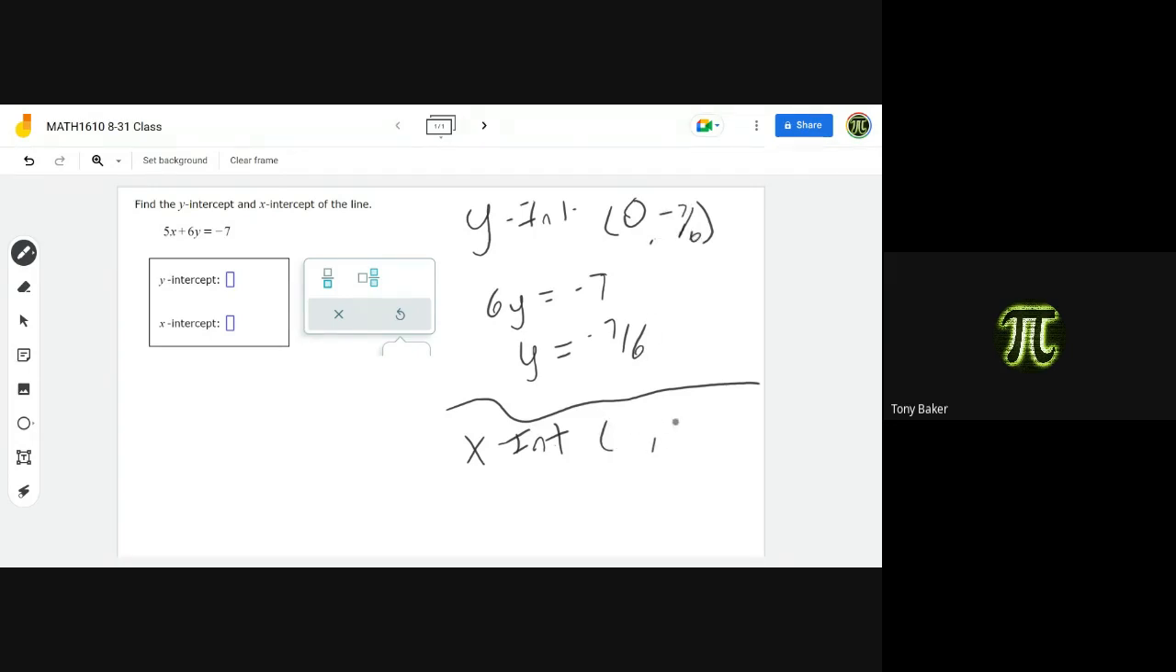So we plug in the 0 for the y. So in this case, I have 5x equals -7 divided by the 5. So x equals -7/5.